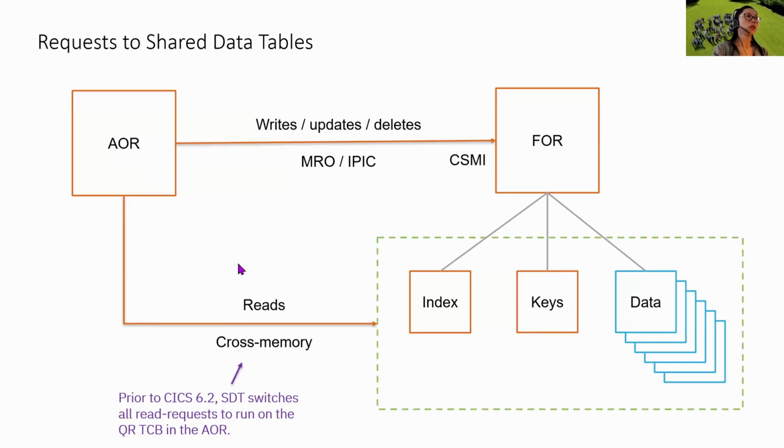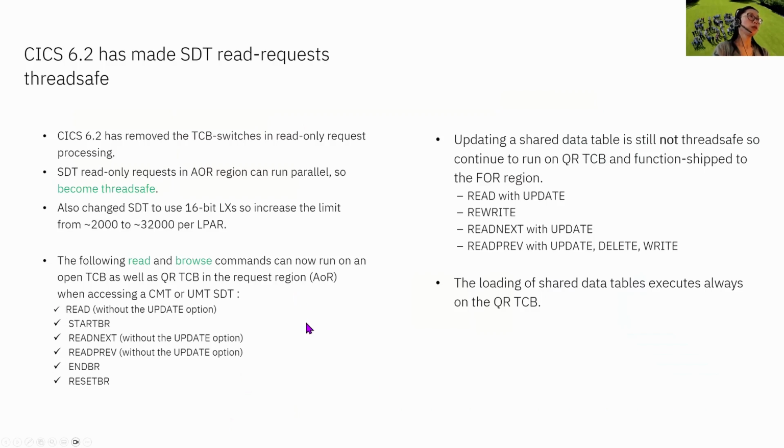So in CICS TS 6.2, we have made those shared data table read and browse requests threadsafe. This is because the TCB switch has been removed for this type of request, so that those requests can now run on an open TCB. Potentially, then you don't have to have them run on the QRTCB.